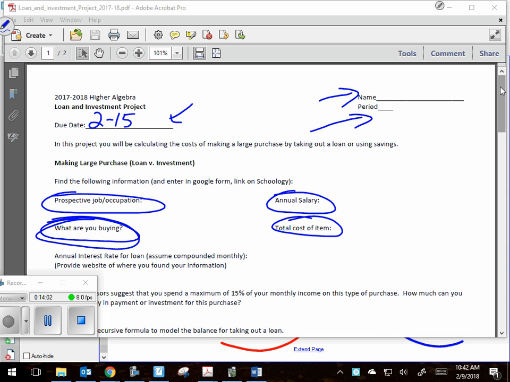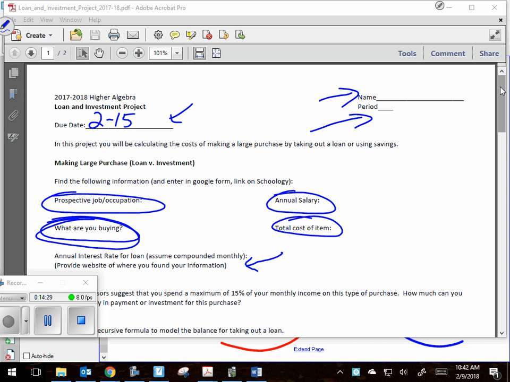Next up, annual interest rate for the loan. We're not telling you. It would be easier for us if we did, but we want you to look up what you think you're going to pay. Maybe your family's a member of the Sioux Line Credit Union, and so you want to look up their rates for car loans. I will give you one website that works well for finding rates. It's called Bankrate, bankrate.com.